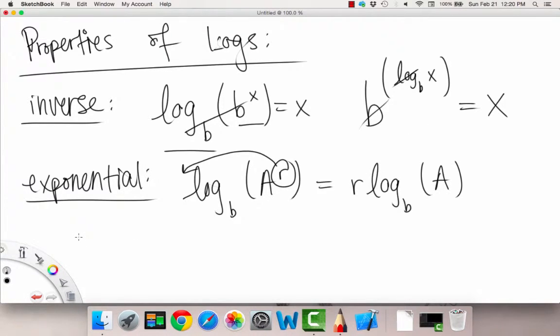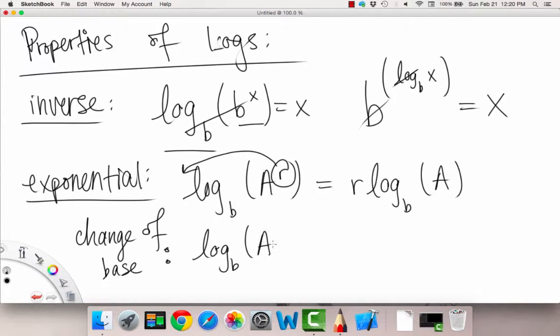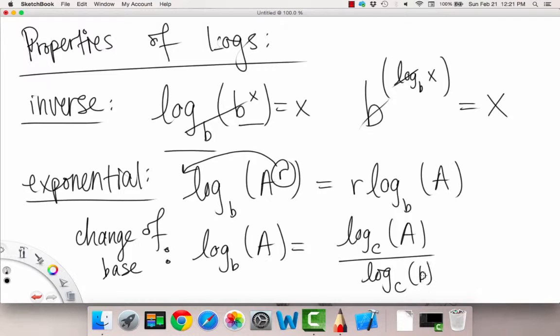And we also know one other one. We already learned the change of base property. This one says when you have log base b of a, we can split it up into a quotient with a new base c: log base c of a over log base c of b instead. So you can always change your base for your logs. Now let's get started on the new properties that we're going to learn.